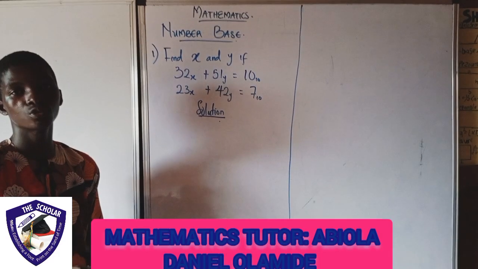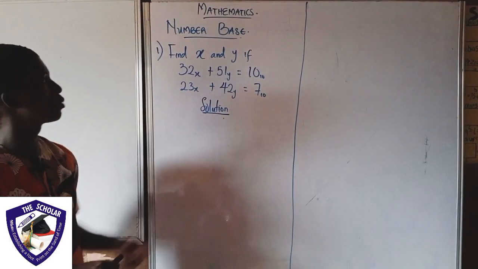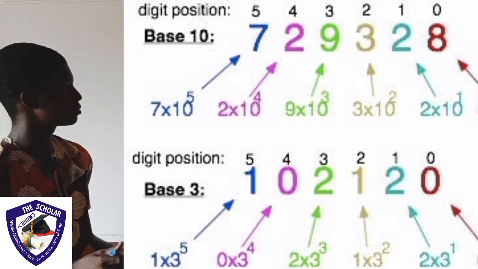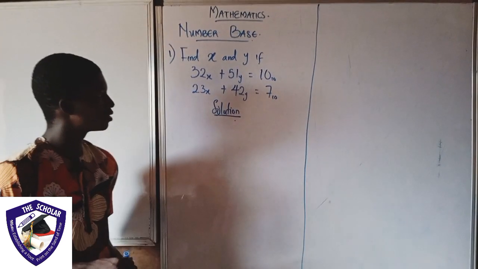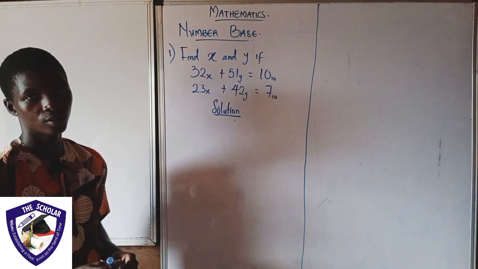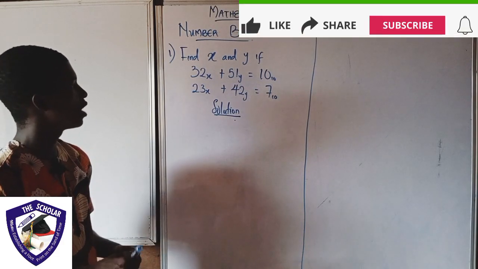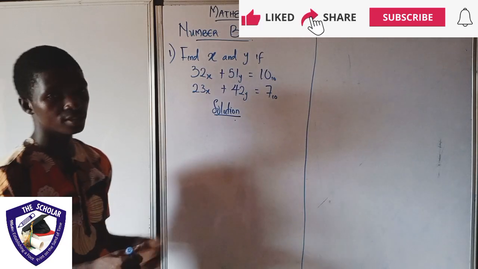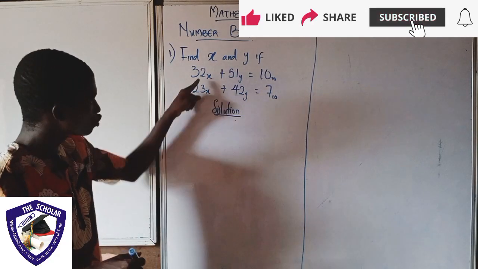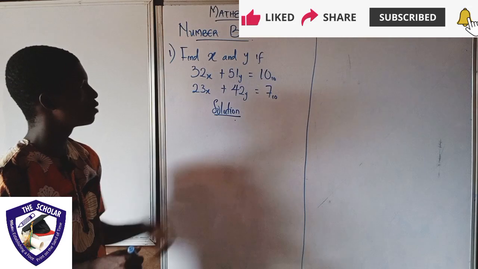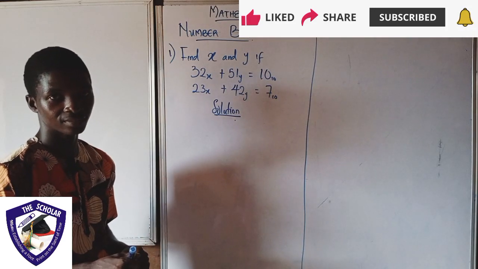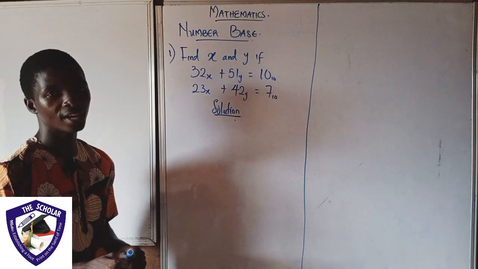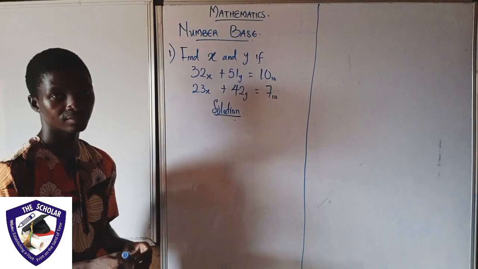So today I'll be taking us through mathematics. We have a topic here, number bases in mathematics, and we have a question that seems kind of not from number bases. Find x and y if 32 base x plus 51 base y equals 10 base 10, then 23 base x plus 42 base y equals 7 base 10.